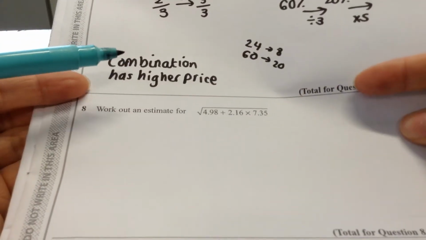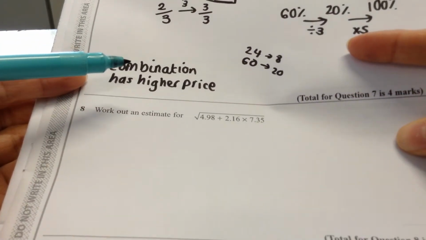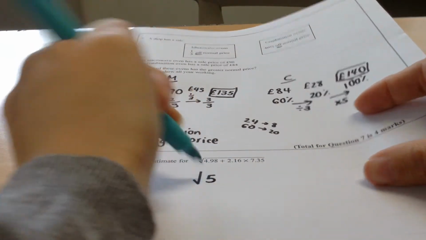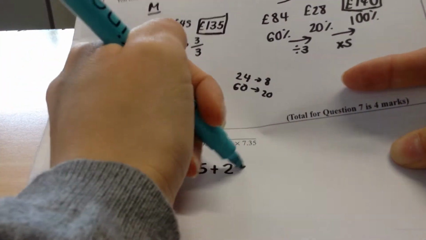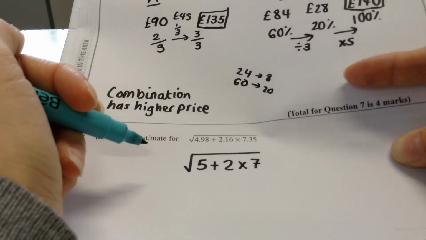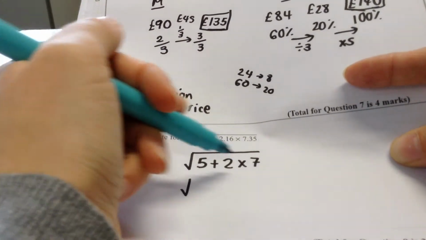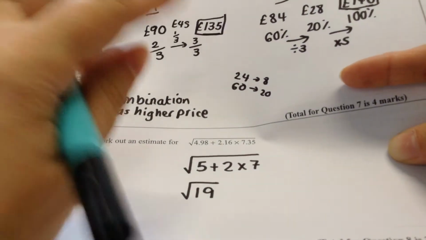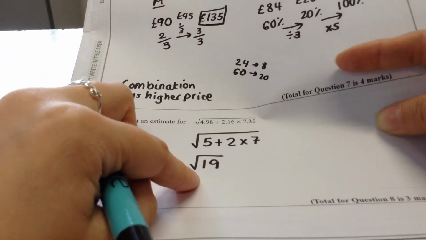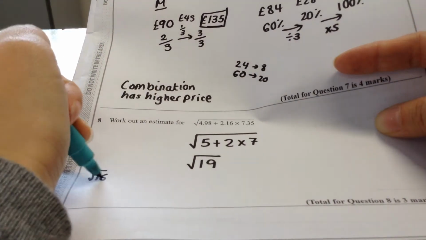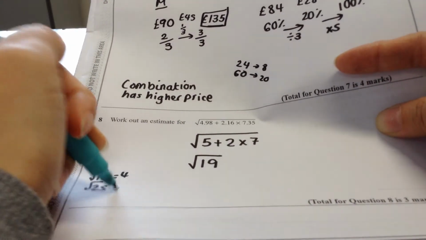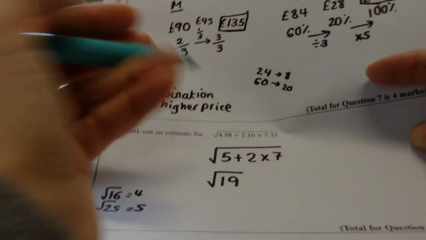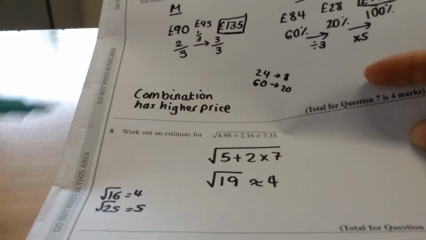Oh, I don't want to do this. Work out an estimate for the square root of this. Okay. Let's round that to 5, let's round that to 2, and let's round that to 7. Okay, BODMAS, so that's root 19. Now, I know that root 16 is 4, and I know that root 25 is 5. So this is closer to 16 than it is to 25, so I would be happy to say it's roughly 4.